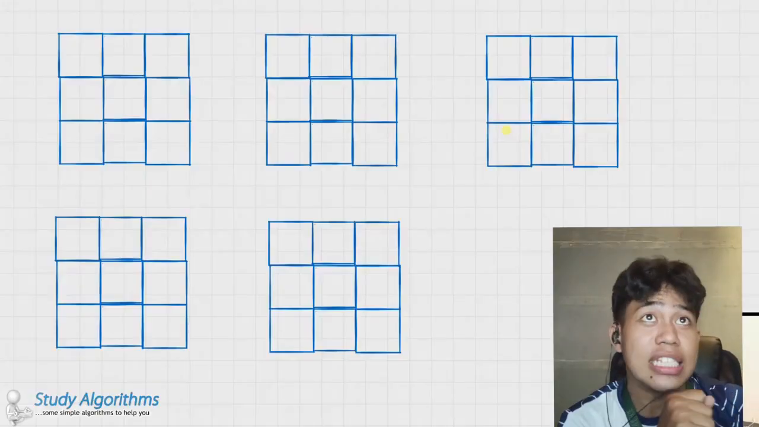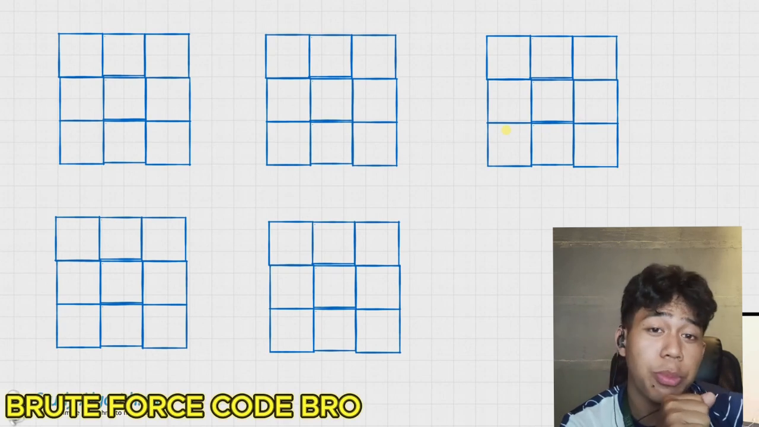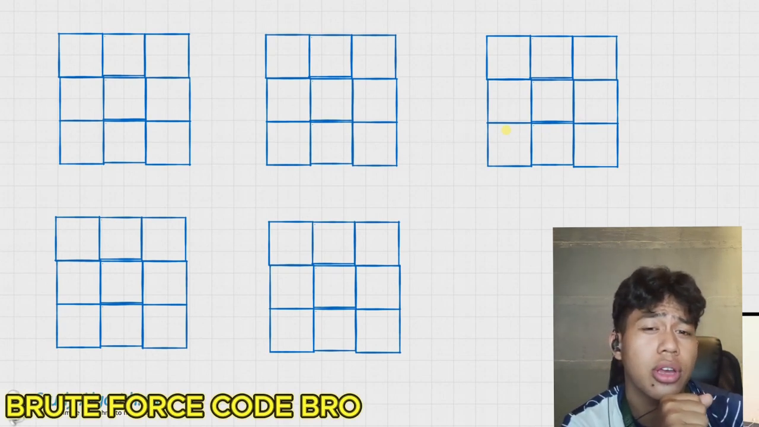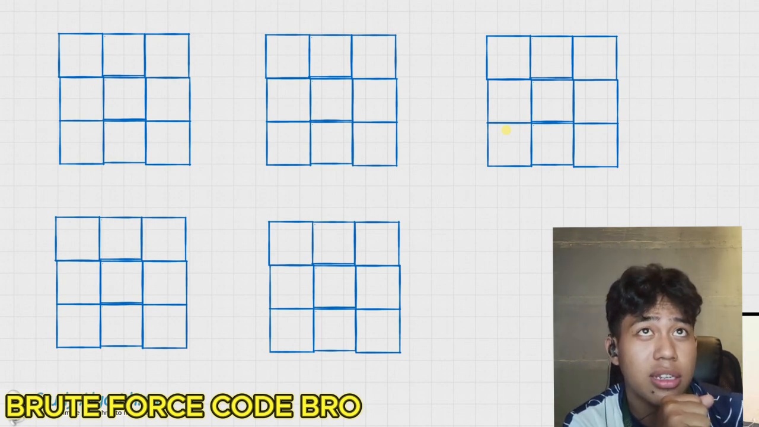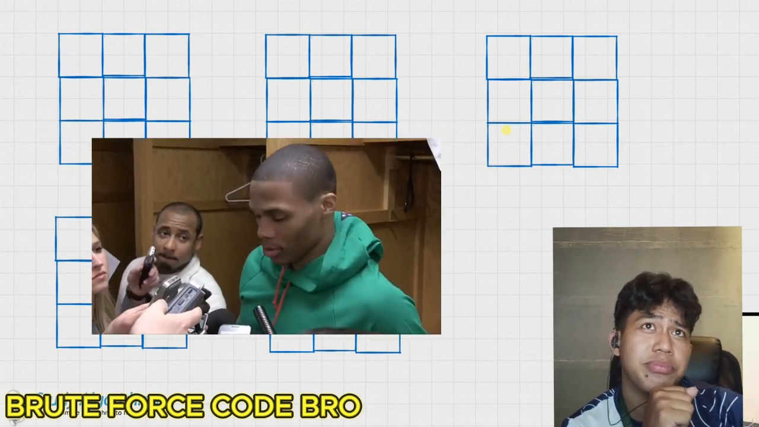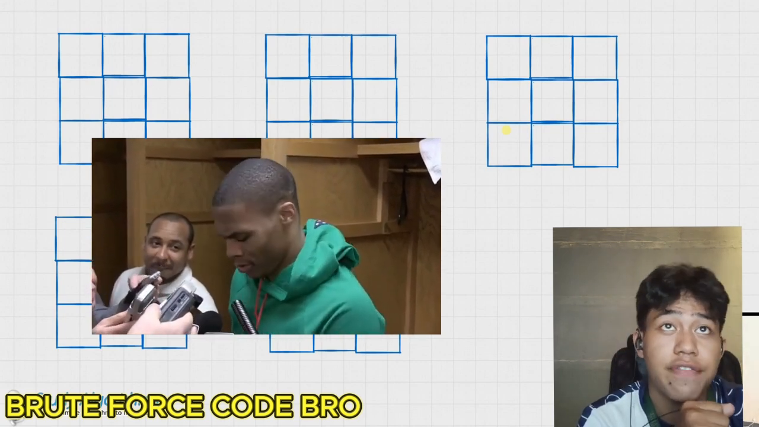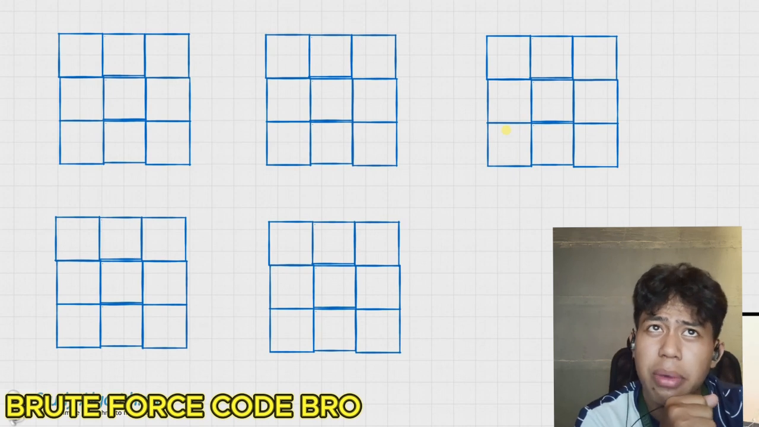I always emphasize the fact that a good developer would always try to come up with a brute force solution first and then try to optimize it. But why do I say that? That is because the brute force method would encourage you to find a solution if one exists. Why do I mean by that?